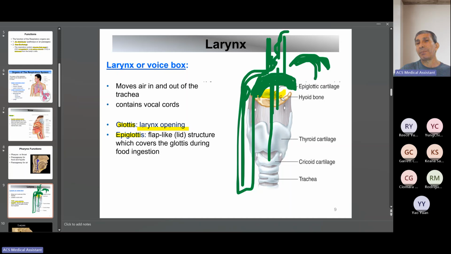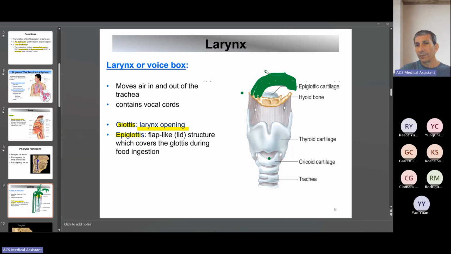So this is the epiglottis. This is a lid-like structure that opens and closes. Opens when we are breathing, so air can pass through, or closes when we are eating or drinking, so things do not go into the respiratory system. That's basically what it means, all that. So I explain it in my own words so you can understand this better.